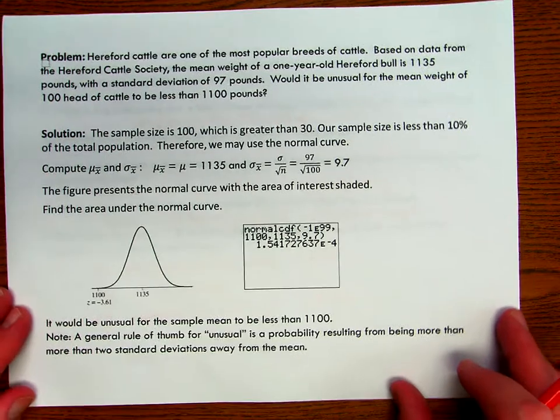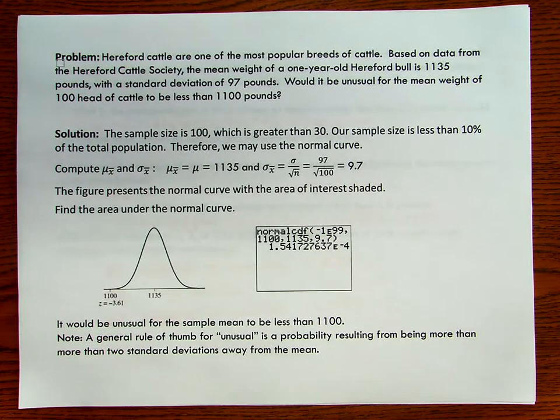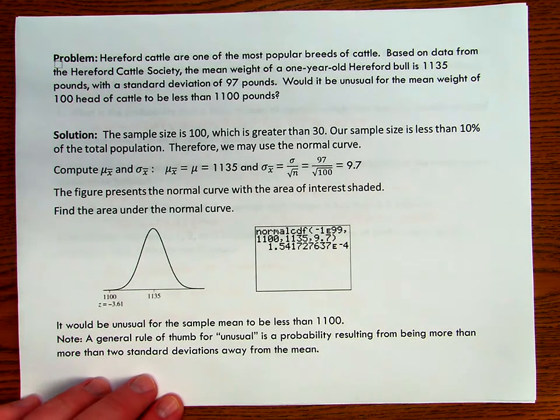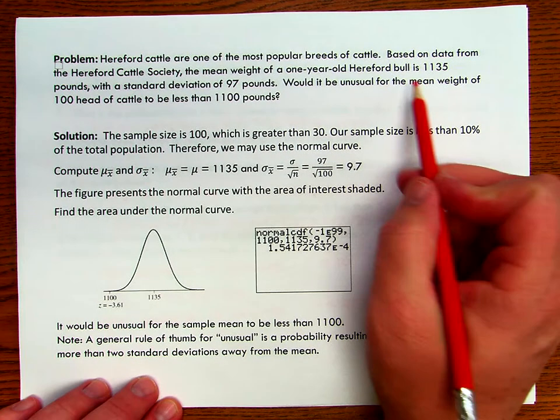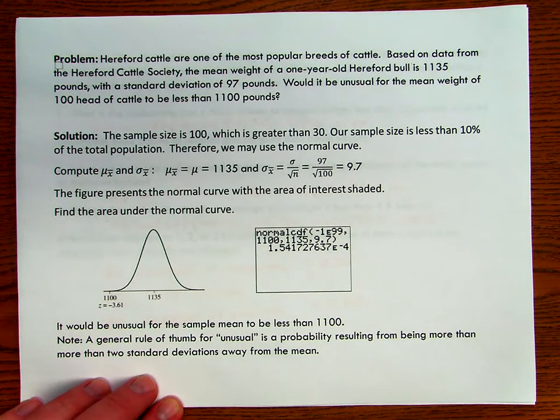Okay, another example similar to the one we just did. Hereford cattle are one of the most popular breeds of cattle. They get invited to all the cool cow parties. Anyway, based on data from the Hereford Cattle Society, the mean weight of a 1-year-old Hereford bull is 1,135 pounds, with a standard deviation of 97 pounds. Would it be unusual for the mean weight of 100 head of cattle to be less than 1,100 pounds?